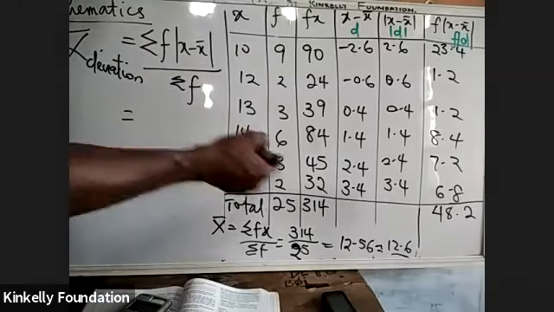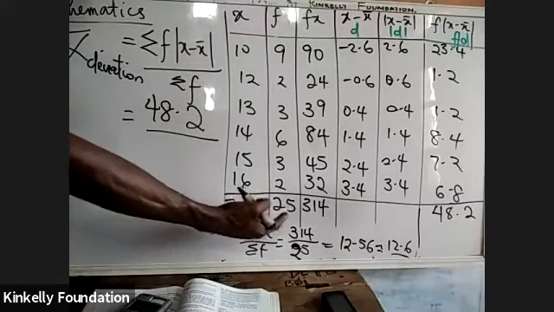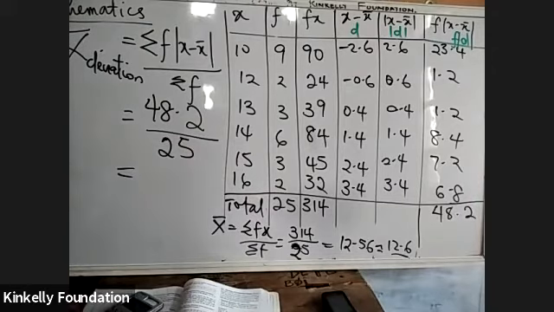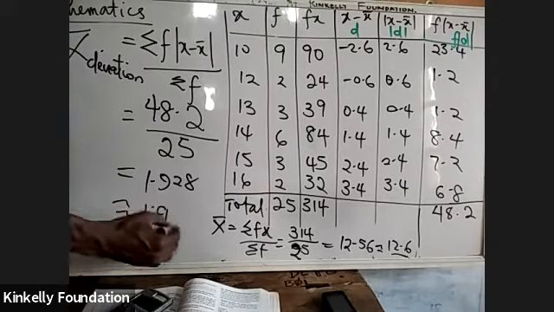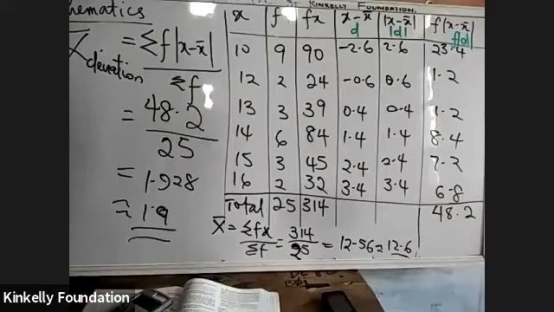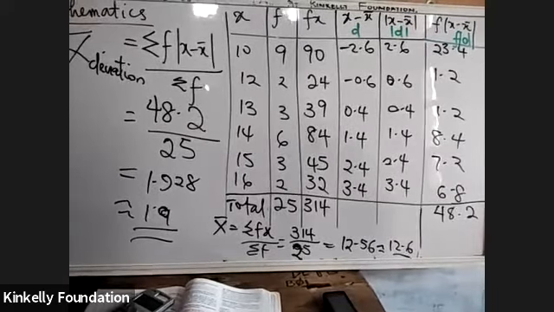So what we now have is 48.2 divided by the summation of frequency, which is 25. So 1.928. Good. You can approximate to 1 decimal place to be 1.9. So this is our value for the mean deviation involving frequencies. I'll give you an example, solve it, and send in your answer.